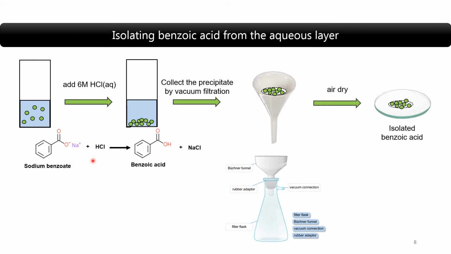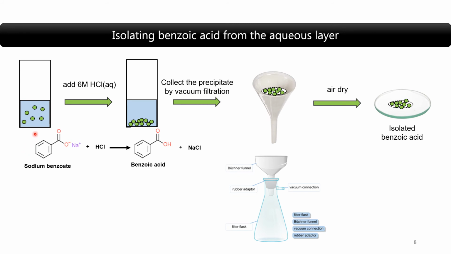Now, in order to isolate the benzoic acid from the aqueous layer, what we do first is, since what's currently soluble here in the aqueous layer is actually sodium benzoate, we have to convert it back to benzoic acid. That's the compound that we originally started with, and we want to isolate that.